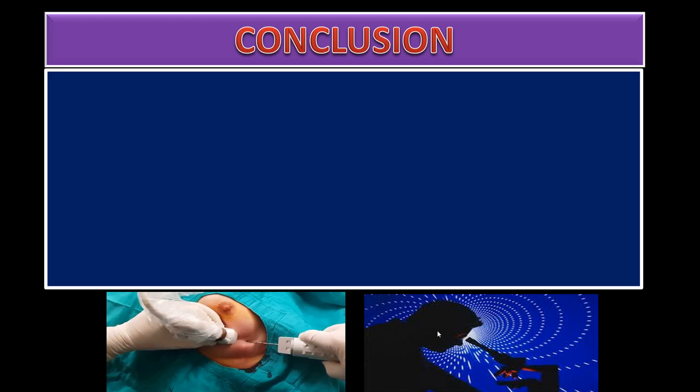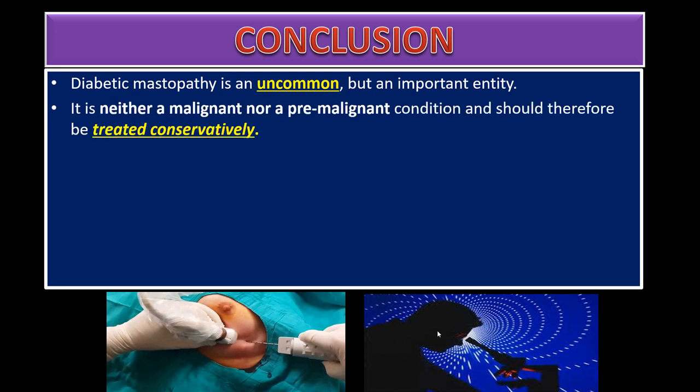Conclusion. Diabetic mastopathy is an uncommon but important entity. It is neither a malignant nor a pre-malignant condition and should therefore be treated conservatively.